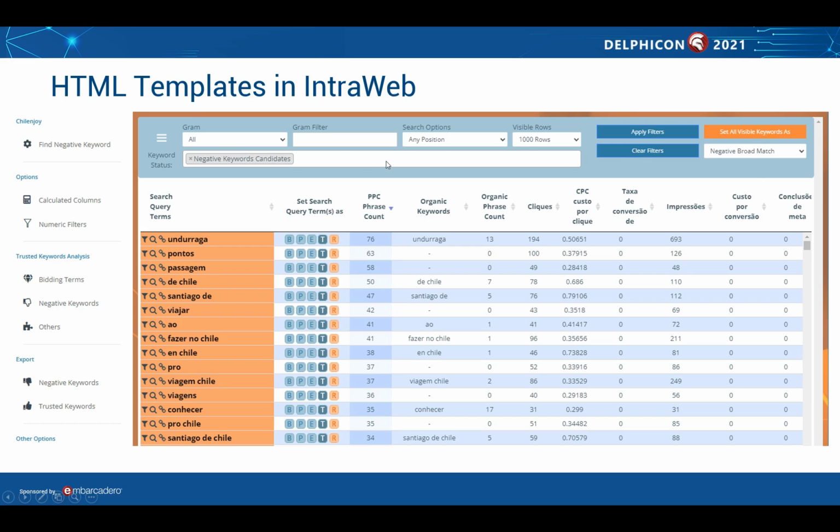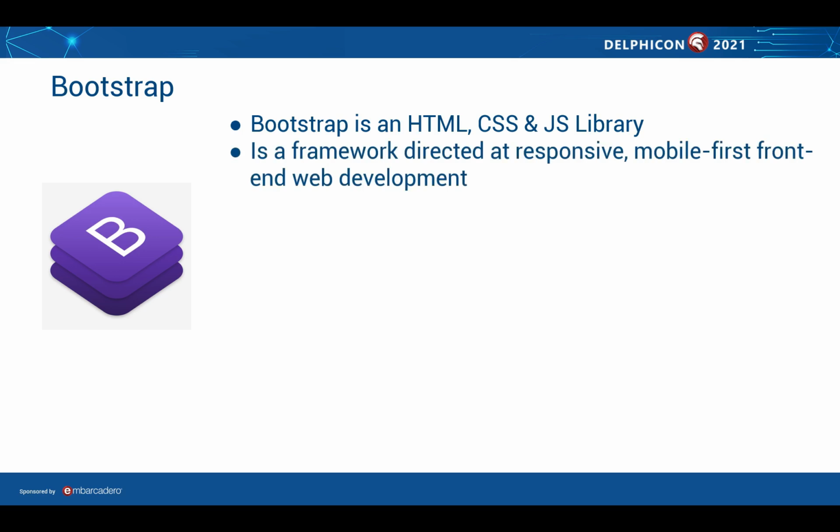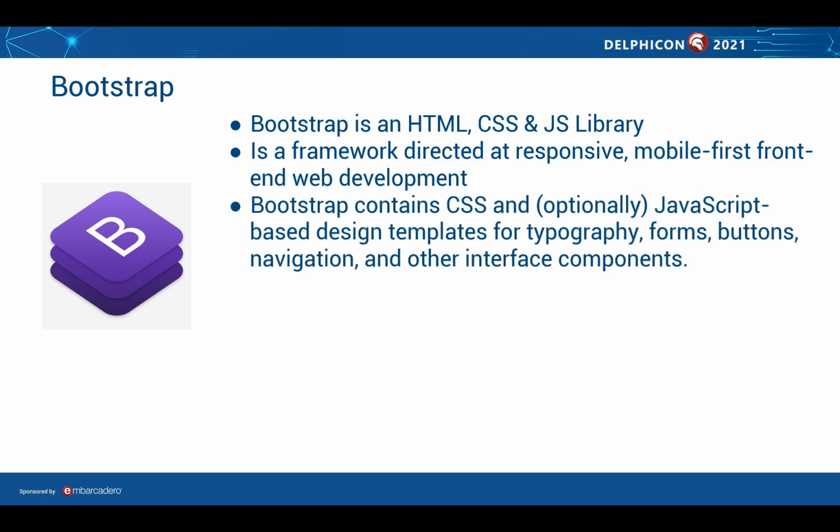Okay, let's talk about Bootstrap then. I'll be very brief. Bootstrap is an HTML, CSS, and JavaScript library. It's a framework directed at responsive, mobile-first front-end web development. And Bootstrap contains Cascading Style Sheets and optionally JavaScript-based design templates for typography, forms, buttons, navigation, and other interface components.